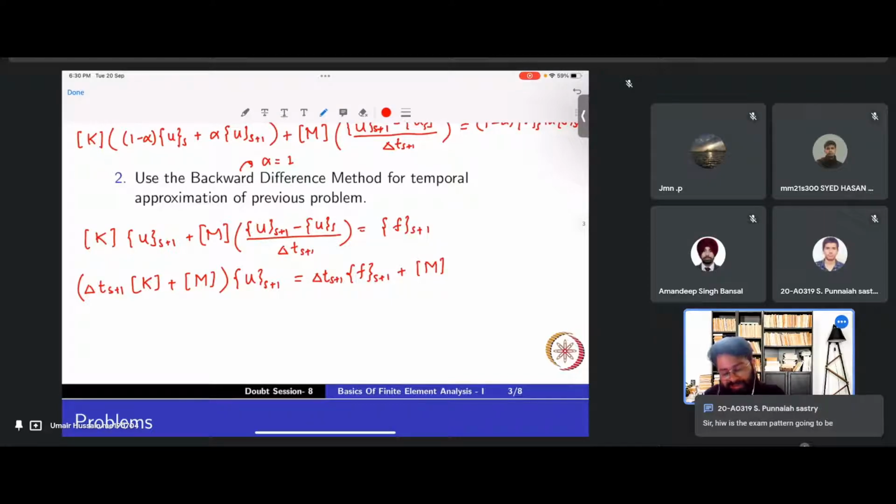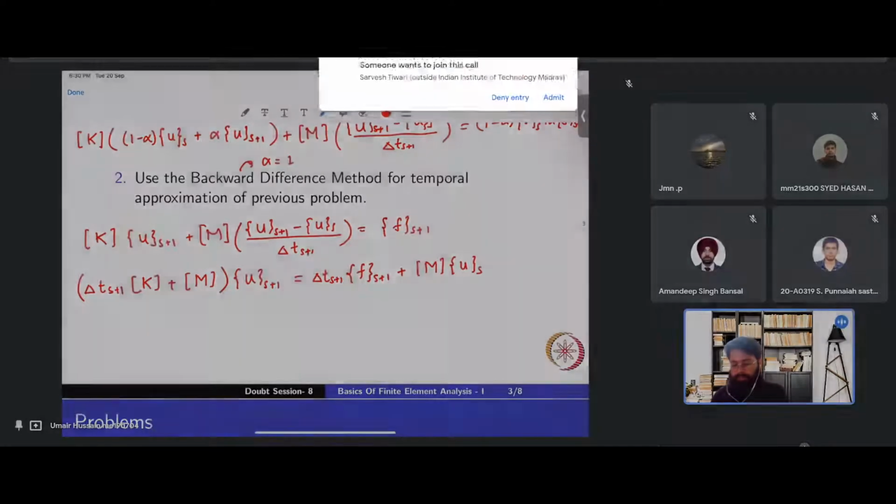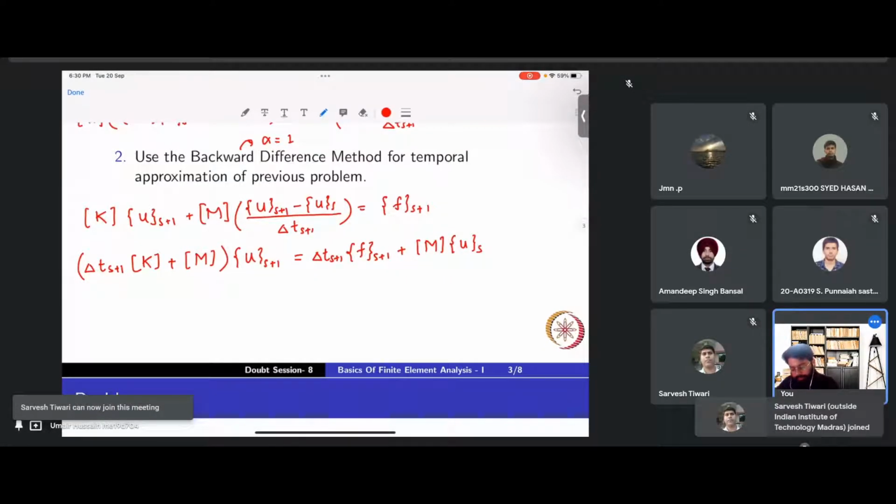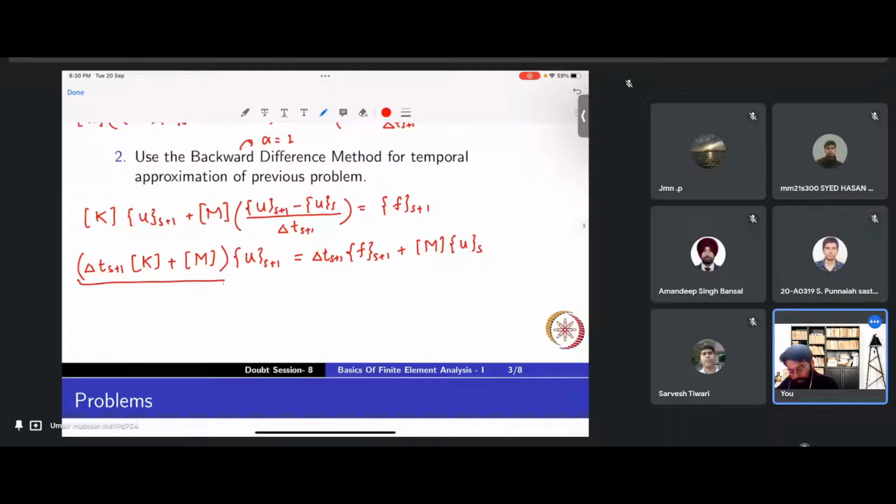Let me finish this. Okay, so this is our final equation that would give us a set of algebraic equations. We have this combined matrix, and this would be a vector term. So m multiplied by u at the old time step will give a vector. You can add it to the vector f calculated at the new time step, then we'll get a vector at the right-hand side, and with this matrix we can solve this equation to get our unknown at the new time step.